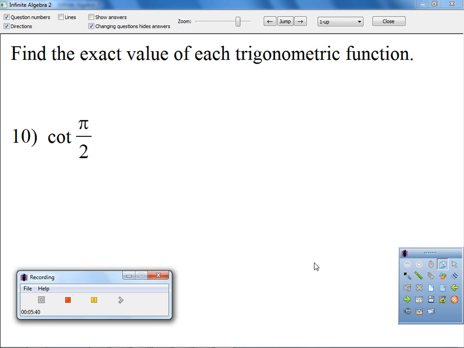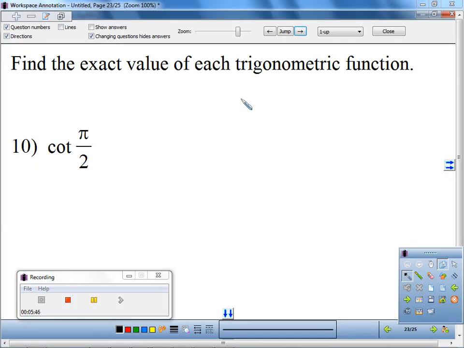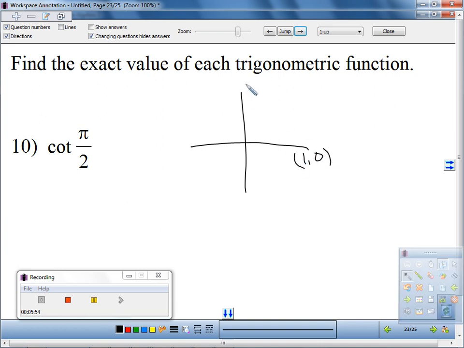Alright, here we have cotangent. Now, this one, we can't use one of our reference angles. This is going to be on either the x or the y-axis. Remember, here we're going to be 1, 0, 0, 1, negative 1, 0, and 0, negative 1. Now, pi halves is up here.